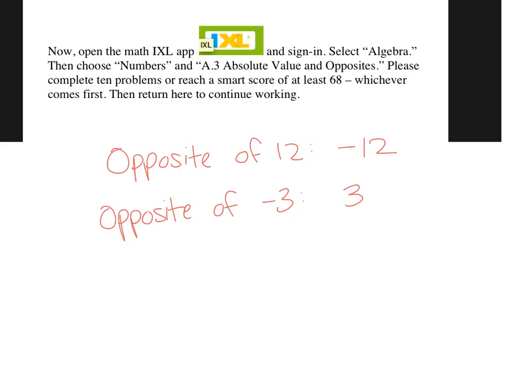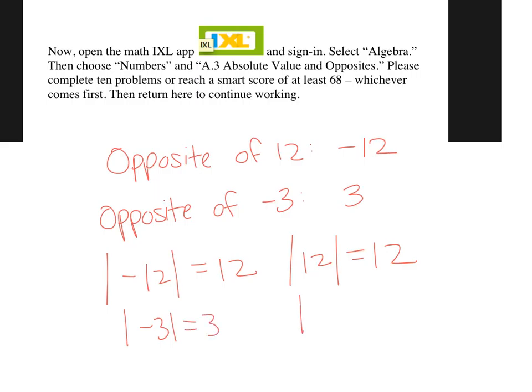Whereas with absolute value, if they give you the absolute value of -12, that's going to equal 12, as would the absolute value of +12. So they would have the same absolute value, or the absolute value of -3 would be 3, or the absolute value of +3 would also be 3. So absolute value always comes out positive. When they talk about opposites, you're just flipping the sign.